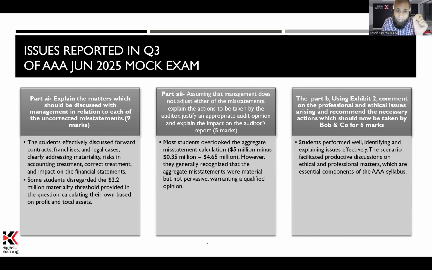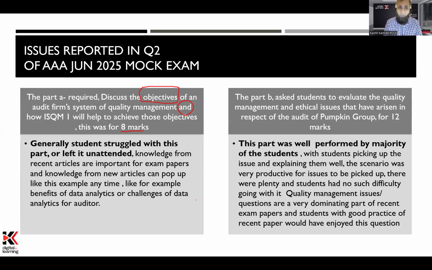So either not aggregating, using the wrong materiality, writing ACCA Code of Ethics in an accounting standard equation, or doing a scattergun approach for writing opinions, or something like in question number 2 I talked about, that reading the question was important because most of the students missed the objective of ISQM1, and they just took the scattergun approach of writing the 8 components of system of quality management when the question was asking something different. And then the quality management and ethical issue was done very well by the students.